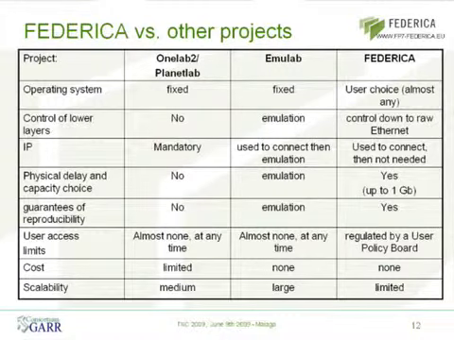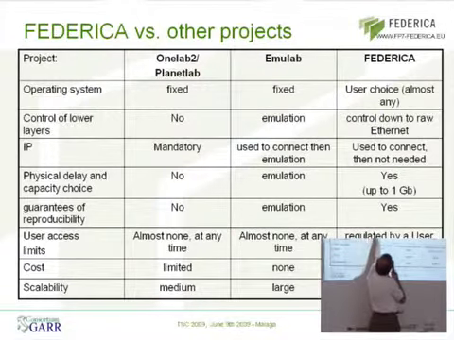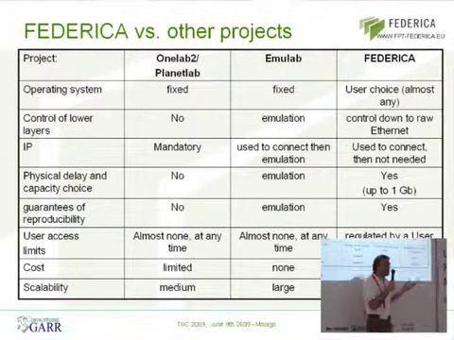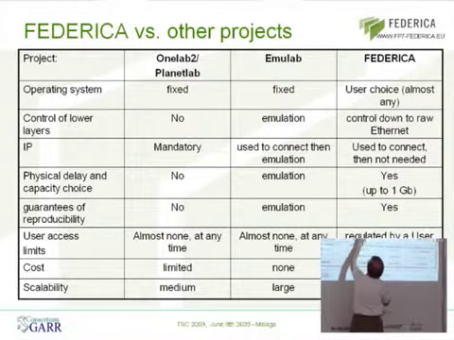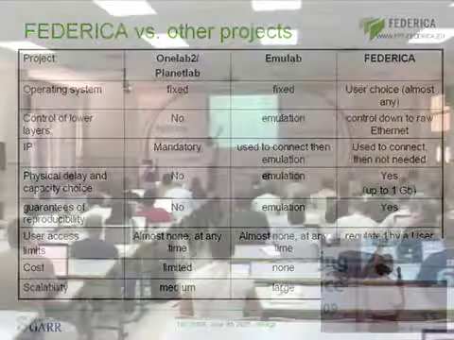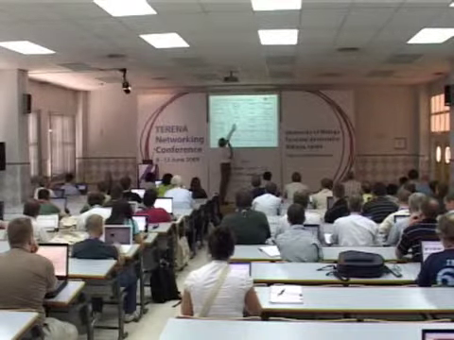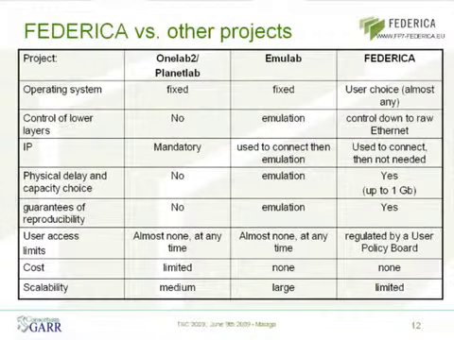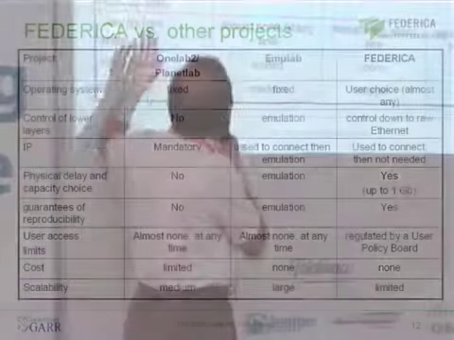Control of lower layers, it's none in OneLab or in PlanetLab because they are running on the general internet. They can't control the lower layers. We can provide some. IP, well, yes, it's mandatory in OneLab. It's used to connect to Emulab, and in principle, then you can emulate a non-IP network, and we can do the same. Physical delay and capacity choice. This is how do we really mix with reality? Well, you can't really emulate physical delay and reality in OneLab because you're on top of the internet, but you don't control it. You have no way of understanding what's happening. There is emulation here. And we have a good possibility to mix reality and virtualization to offer you capabilities.